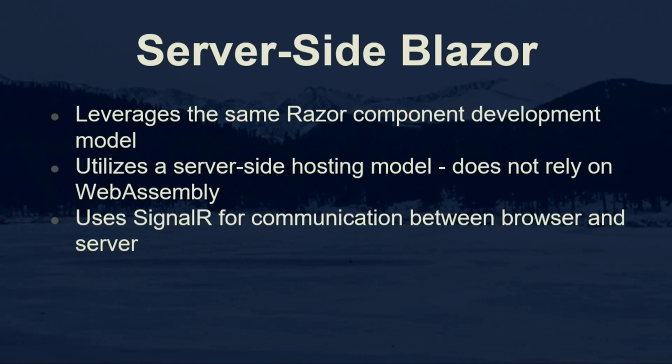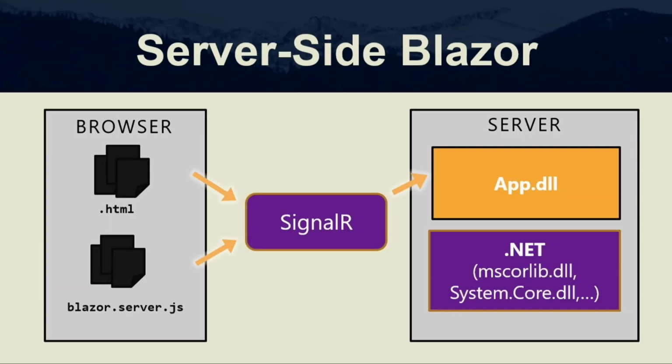If you look at the diagram for this, you've got some basic stuff on the browser, right? Your HTML, you've got some JavaScript there. The blazor.server.js file, all it's doing is establishing the SignalR connection for you. And then basically everything else is running on the server. So it's an alternate hosting model.